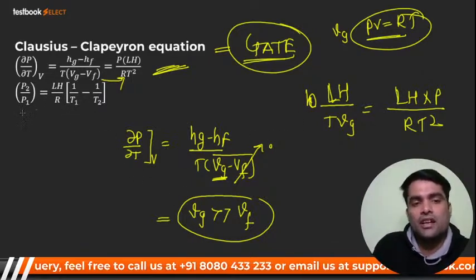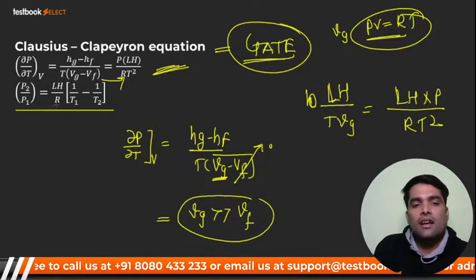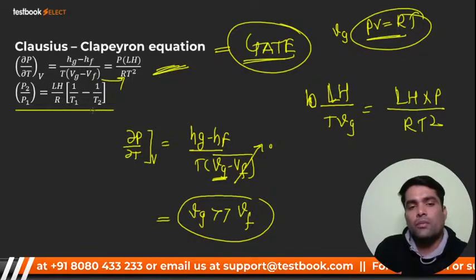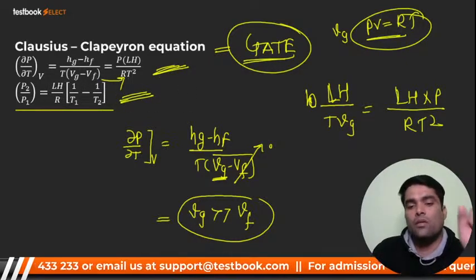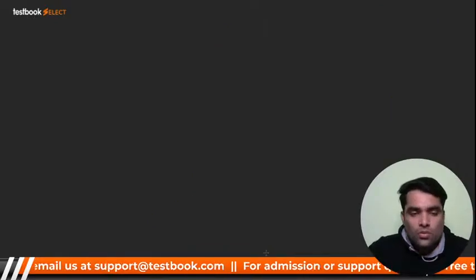And my dear, same thing, there is another equation. The pressure ratio will be nothing but latent heat divided by R, into 1 upon T1 minus 1 upon T2. You have to remember these two formulas, okay? Keep in mind these two formulas.